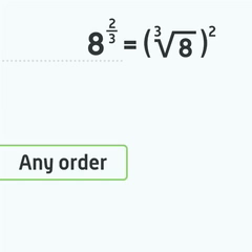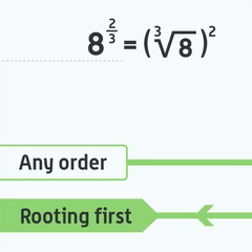We can do this in any order, but it's easier to do the rooting first. We are going to find the cube root of 8 and then square the answer. The cube root of 8 is 2 and 2 squared is 4.